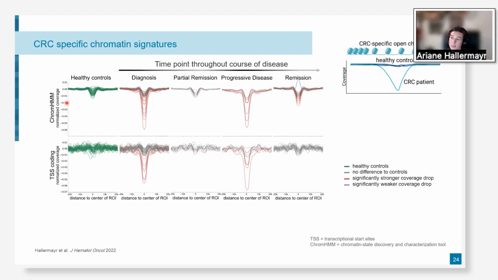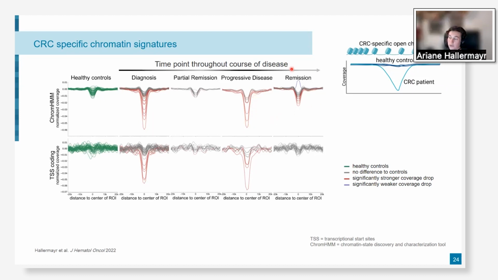So I analyzed multiple region sets, and here on the left you see in green the coverage profiles of healthy controls for those region sets. As you can see here at diagnosis, there were multiple patients where I observed significant drops in sequencing coverage in those regions. In partial remission, there are fewer patients with such significant coverage drops, but those coverage drops reoccur during progressive disease.